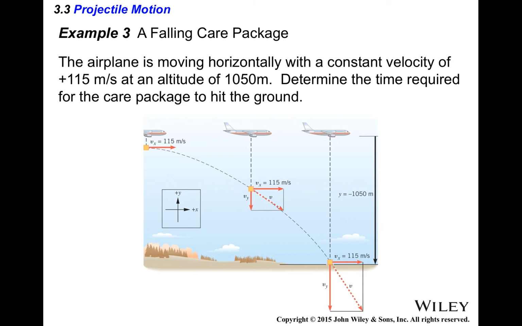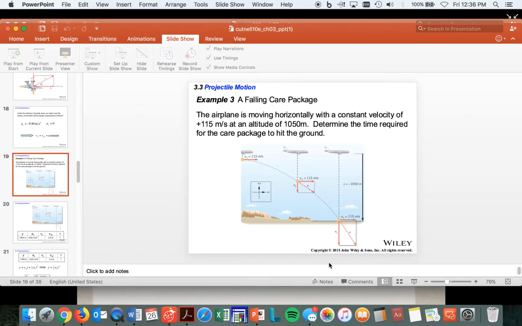So I'm going to write down this information. And what we're going to do is break this into two parts. We're going to figure out how long it was in the air. Then we're going to calculate the final velocity that it went. And we're also going to determine how far it went this way. Okay? So here's what we're going to do.